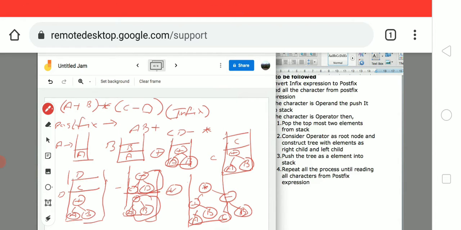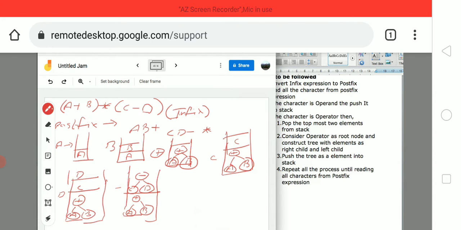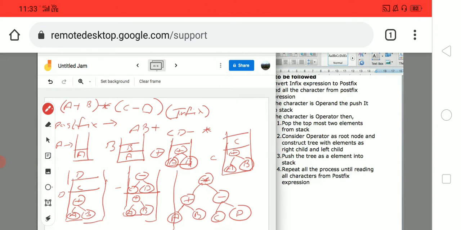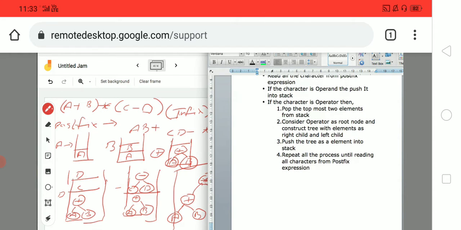So at last, what is the output? I am erasing this and writing the output directly. By using that expression we got this tree. This is the binary tree which is constructed from that postfix expression. I hope you understand how to convert an expression into a binary tree.